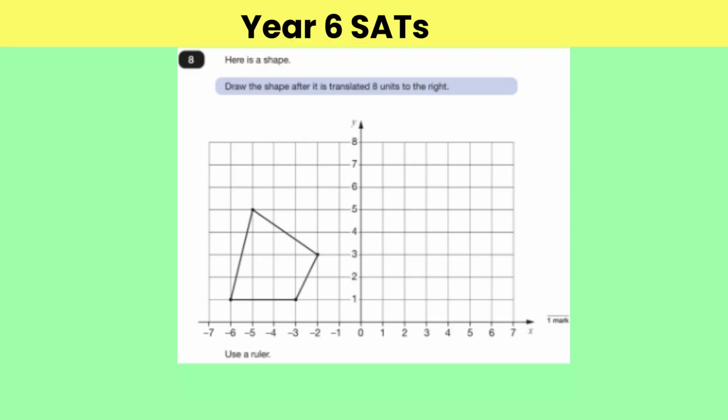Question 8. Here is a shape. Draw the shape after it is translated 8 units to the right. So we've got our shape. It says use a ruler. Very important to use a ruler, even if you get these points right. If you don't use a ruler, you will not gain the marks. Okay, I'm going to zoom in for this one.